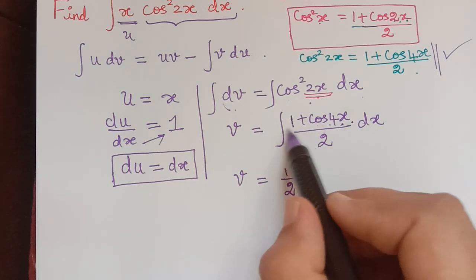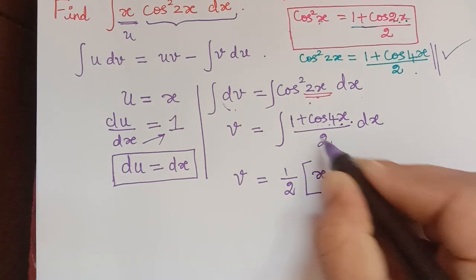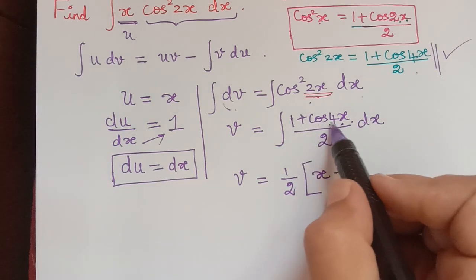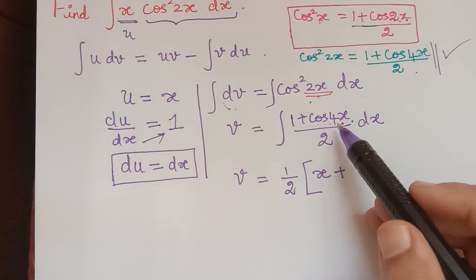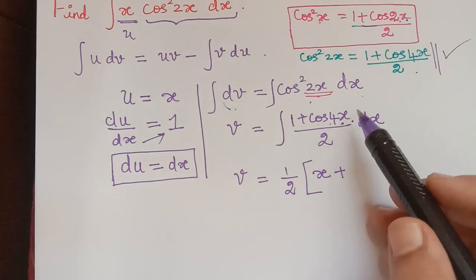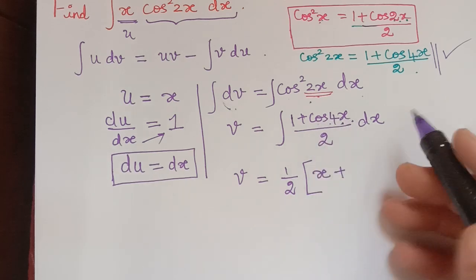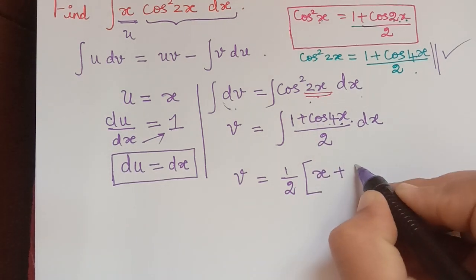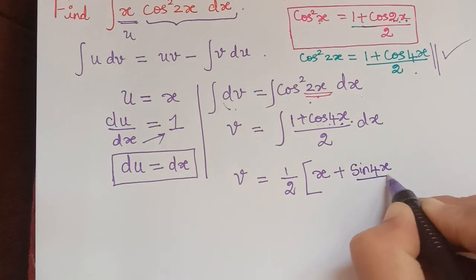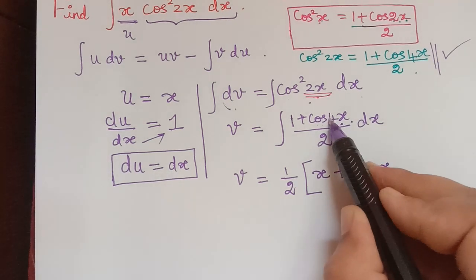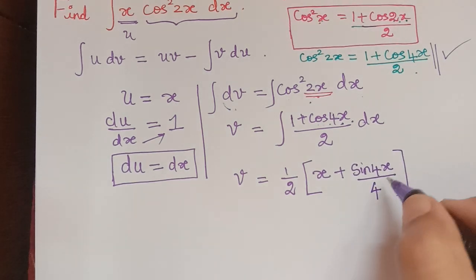So the integral of 1 dx, that is the integration of dx, is x, plus, what is the integration for cos? So that we have to do here. By the integration formula, the integral of the cos function is sine. Now here we have cos 4x, so the integration of cos 4x will be sine 4x divided by the constant. What is the constant here? It is 4. So divided by 4. So this is what we obtain.